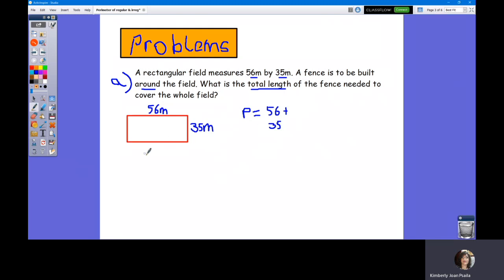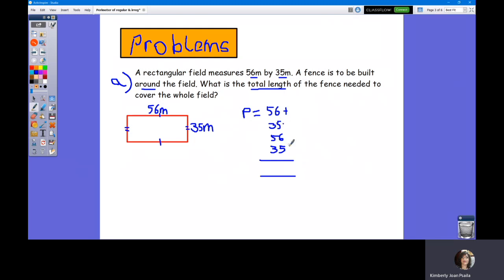Now we know that this side is also equal to 56 meters, because we know that this side is equal to this side. We also know that this side is equal to this side, so this is 35. So we have another 56 and another 35. We can use column addition to add all the sides.